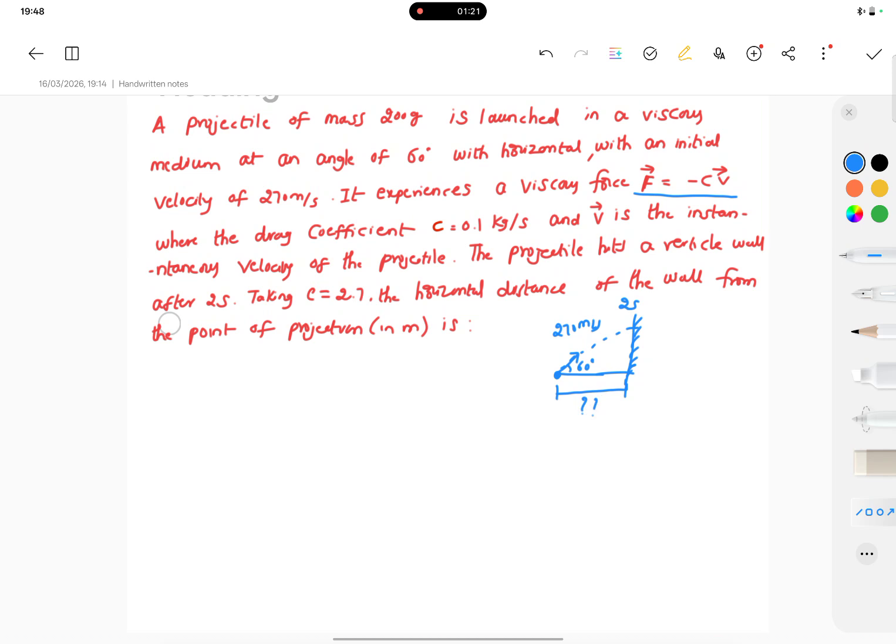They didn't mention whether they placed this wall at the highest point of projection or at the end of the projection. They just told that they placed it at some distance from the point of projection. That's it. You shouldn't consider any assumptions. That's what my intention is to say.